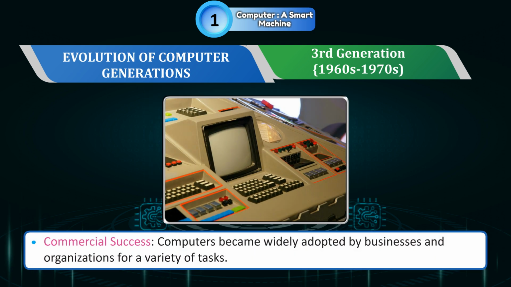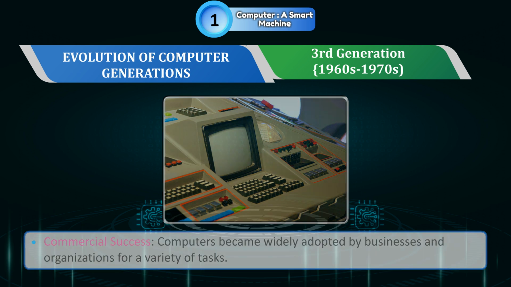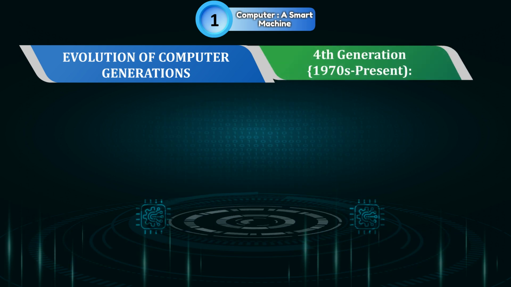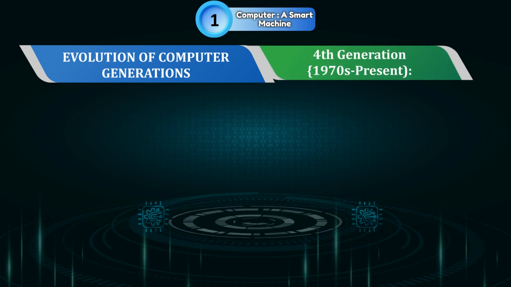Commercial success. Computers became widely adopted by businesses and organizations for a variety of tasks. Example, IBM System 360, a powerful computer that could do many different tasks. Fourth generation, 1970s to present.